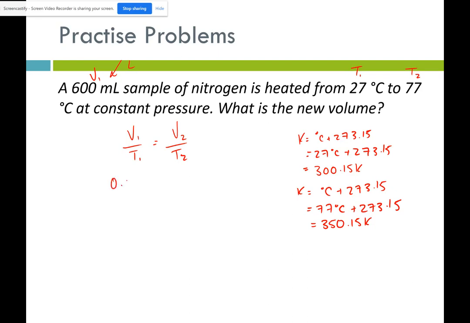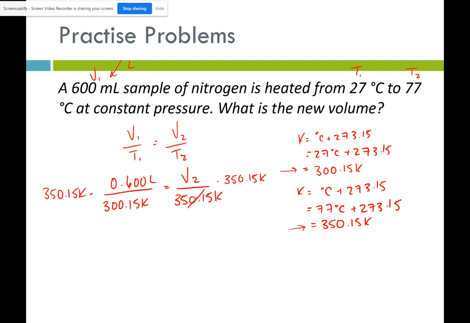So I'm going to put this as 6.6 liters over T1, which I just converted here, 300.15 Kelvin, which equals V2 over T2, which is 350.15 Kelvin. So to get V2 by itself, I need to divide both sides. Sorry, multiply both sides to get V2 by itself. Okay, so I can isolate for that variable.